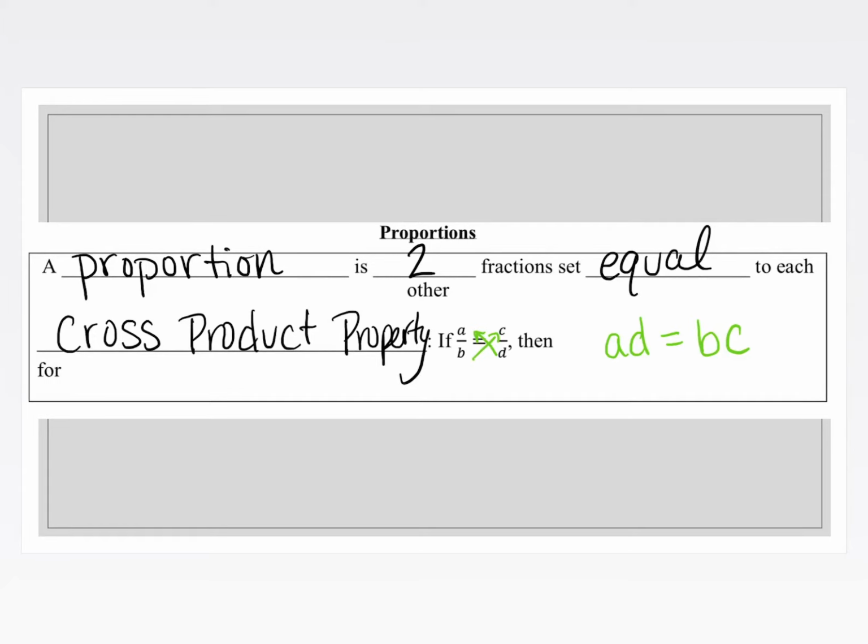Now we have a few conditions. So this is for when B and D both do not equal 0. So B cannot equal 0 and D cannot equal 0. And that's because they're in the denominator here, and we cannot divide by 0. If we divide by 0, then it is undefined. So let's use what we just learned and apply it to some examples.